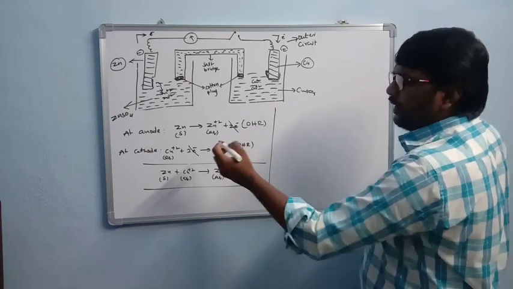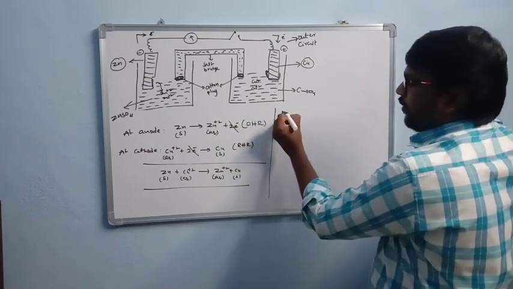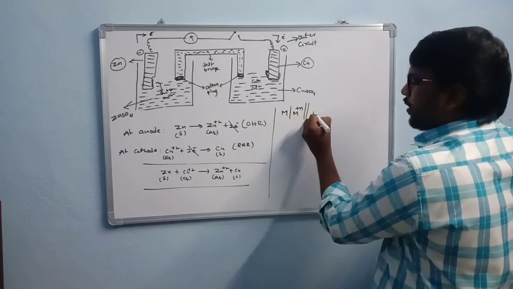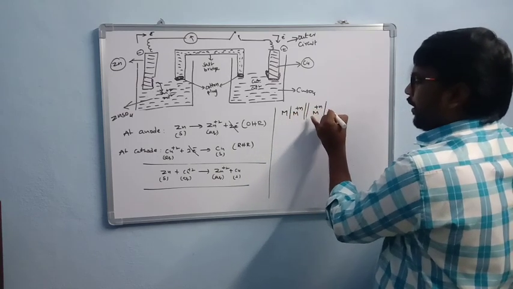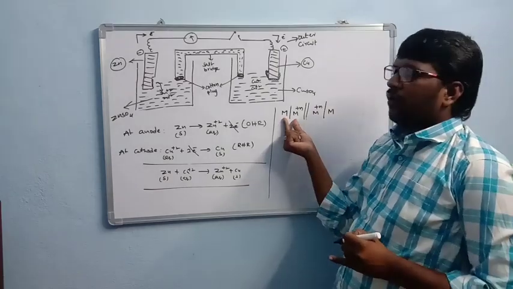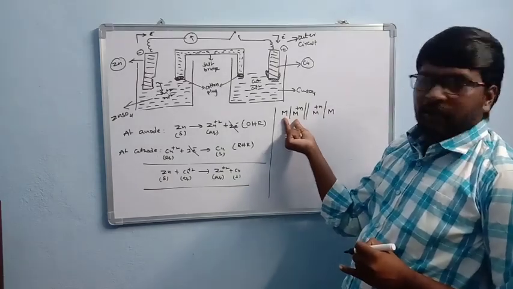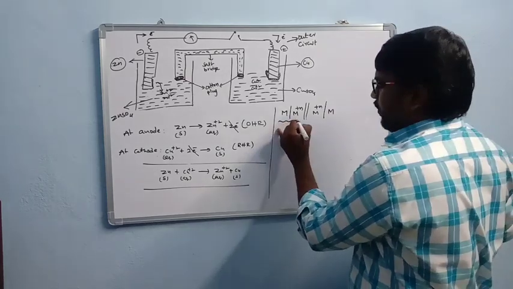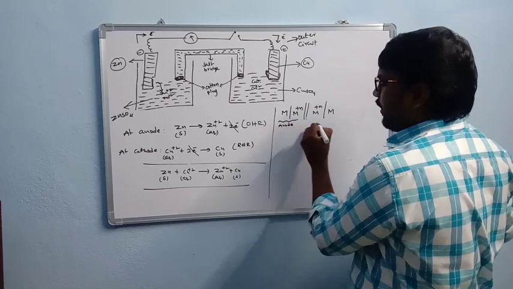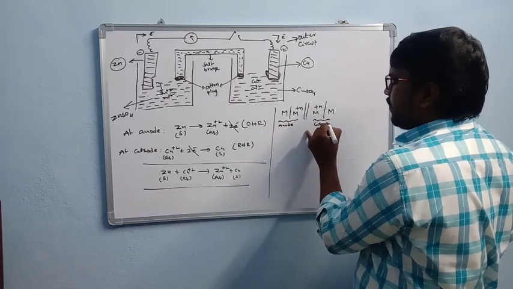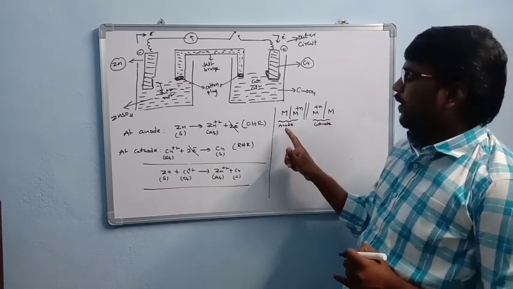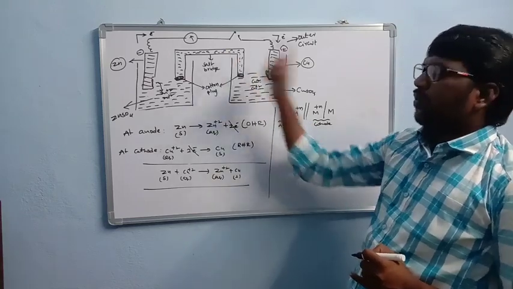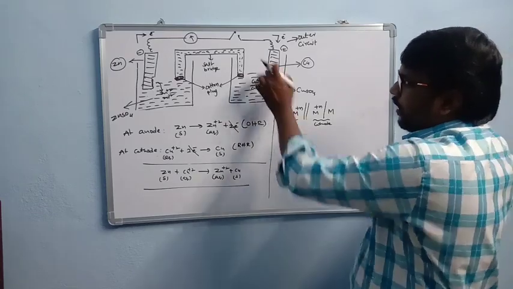When we write in cell representation form, generally we write the metal, metal ion, double slash, metal ion, metal. It is the reaction at one electrode and the reaction at the other electrode. We write first the reaction which takes place at the anode, and then the reaction which takes place at the cathode. In between anode and cathode we write a double slash. This indicates the salt bridge. This is what we have to write for a galvanic cell.